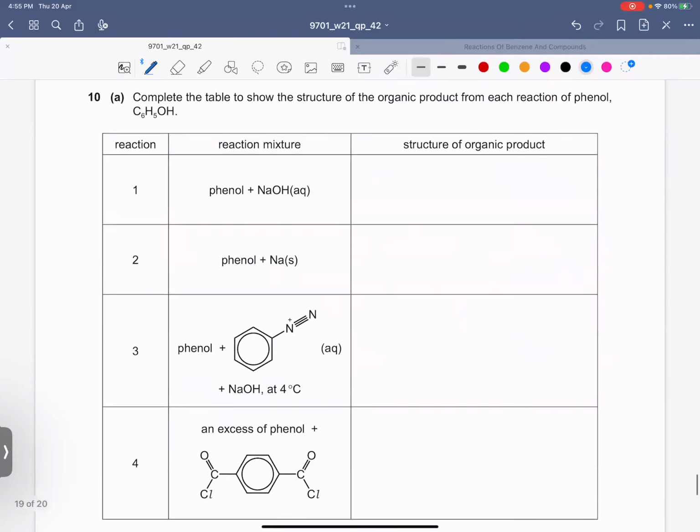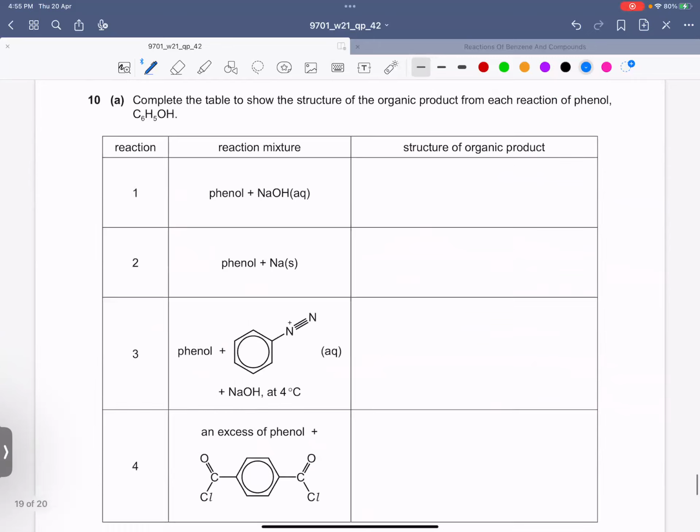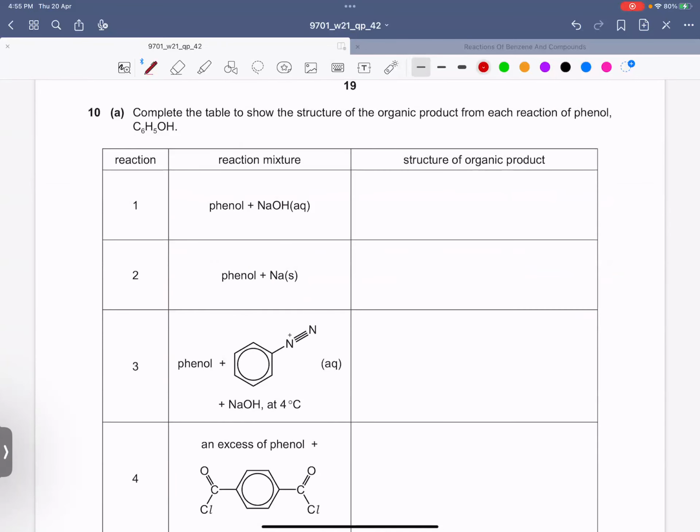Okay. Now, complete the table to show the structure of the organic products from each reaction of phenol. So we know that phenol, when it reacts with NaOH, what would happen? This would happen, right? Phenoxide ion, sodium phenoxide, or you can write phenoxide ion as well. When phenol reacts with a sodium metal, again the same thing happens. Like this.